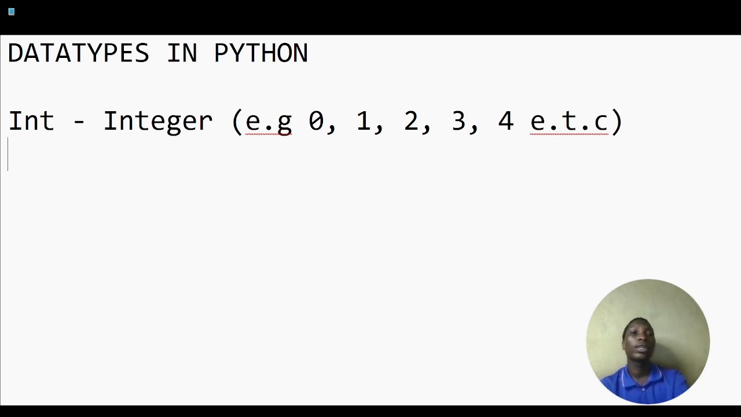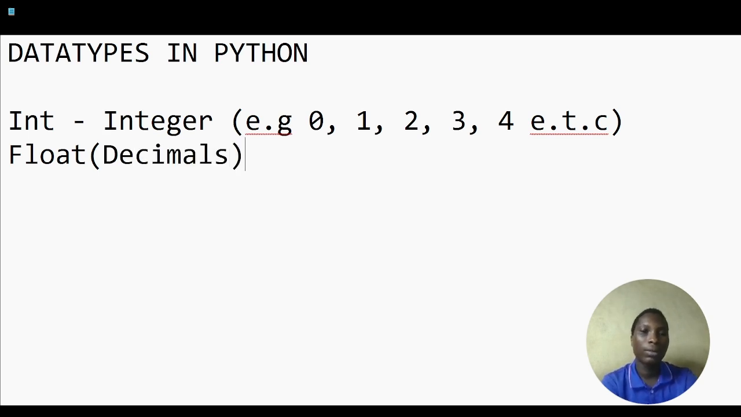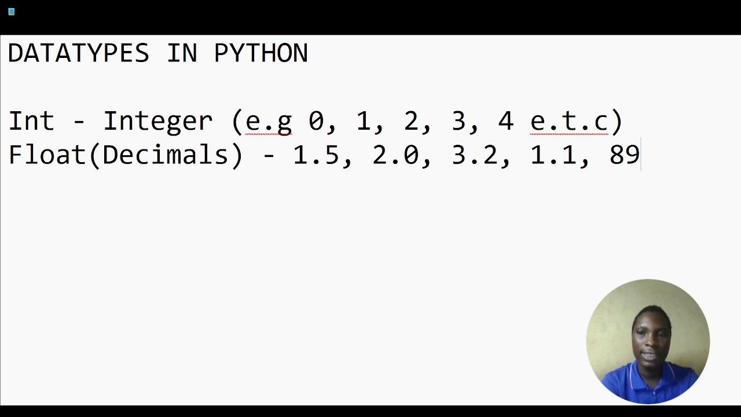Of integers. Now we have floats, which are decimals. Floats are decimals, and that's 1.5, 2.0, 3.2, 1.1, 80.76. Those are examples of floats. Okay, numbers. And we have a string.